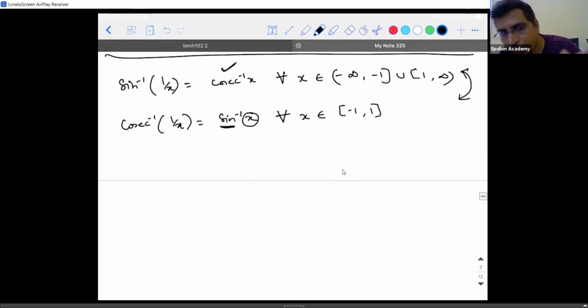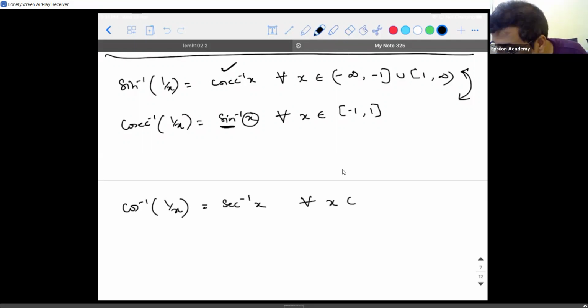Right? In a similar way, you guys tell me, let's not look at the book. If I have cos inverse of 1 by x, the proof is the same, same steps. Cos inverse of 1 by x will be equal to sec inverse of x, for all values of x that belongs to, correct?